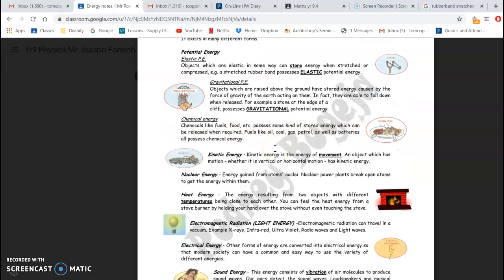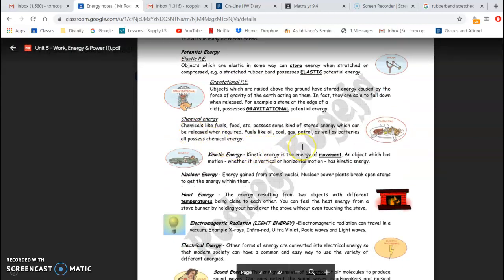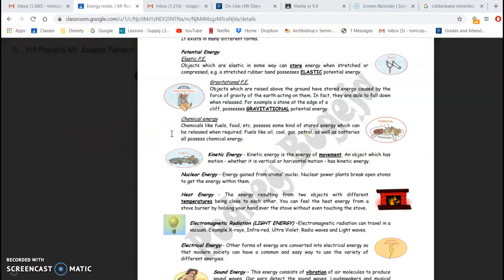Now you have chemical energy. Chemical energy is what you have in, for example, coal, oil, petrol, but also chemical energy can be found in food. So all these things contain potential chemical energy.